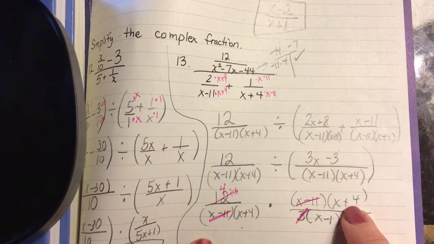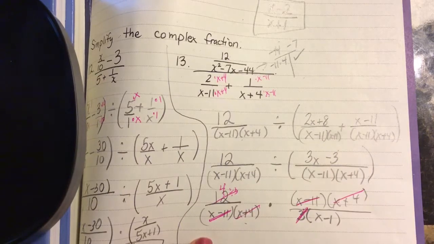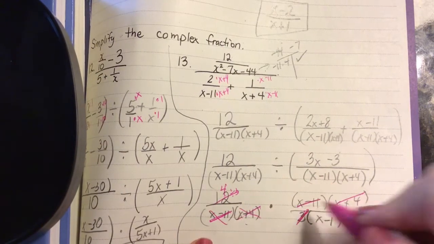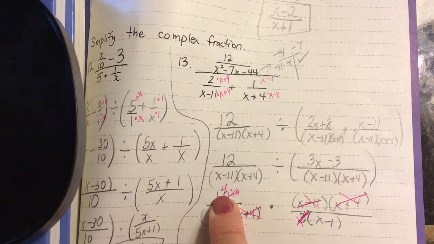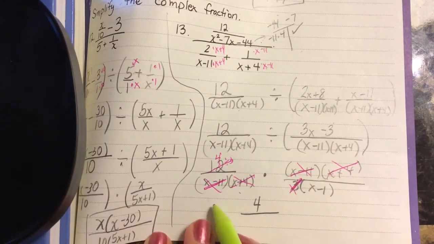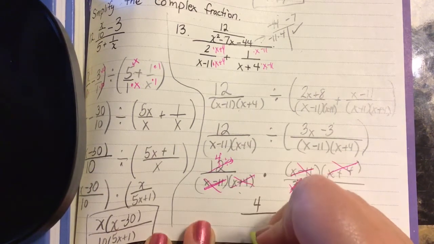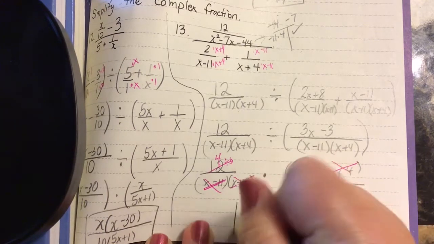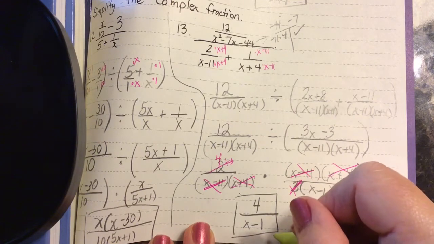I have an x plus 4 in the numerator. Do I have an x plus 4 in the denominator? Yes. So these may go away. Now, I've got a lot of things scratched out. What's left that's not scratched out? 4 is the only thing left in the numerator. And in the denominator, everything is scratched out except x minus 1. So my answer is 4 over x minus 1.